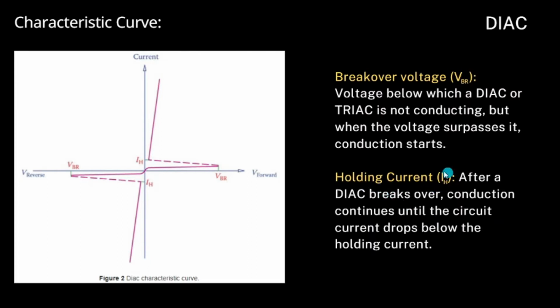The next technical specification of our DIAC that is important is what we call the holding current. After a DIAC breaks over, conduction continues. It continues to act as a switch until the current drops below this particular value, the holding current. Meaning when we are below the holding current, the DIAC stops conducting, or the switch opens again. That is the characteristic of our DIAC.